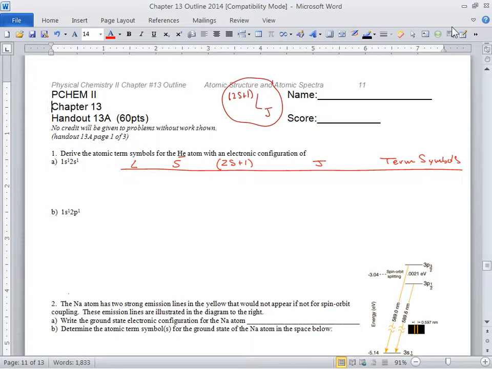So derive the atomic term symbols for the helium atom, and here's its electronic configuration. Does that look like it's in the ground state? No. That's okay. We're going to derive the term symbols for that. And why is there more than one? Spin orbit coupling. Okay, well, you'll get used to the words in a little bit. It's all foreign language, I know.